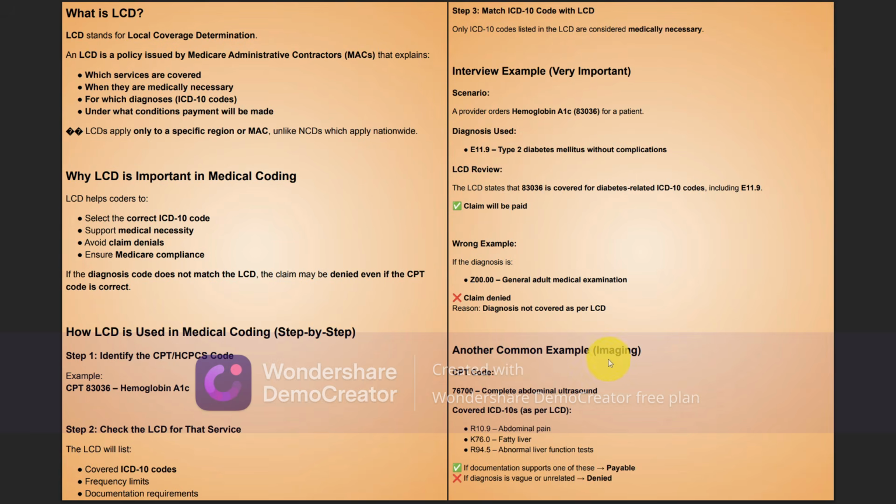Another common example: imagine CPT code 76700, complete abdominal ultrasound. Covered ICD as per LCD: R10.9 abdominal pain, K76.0 fatty liver, R94.5 abnormal liver function test. If documentation supports one of these, it is payable. If the diagnosis is unrelated or vague, then it is denied. It means that if it is not supportive, it will be denied.